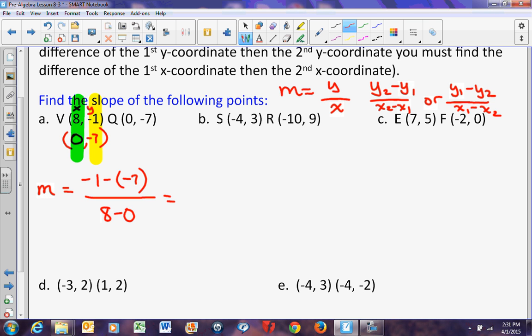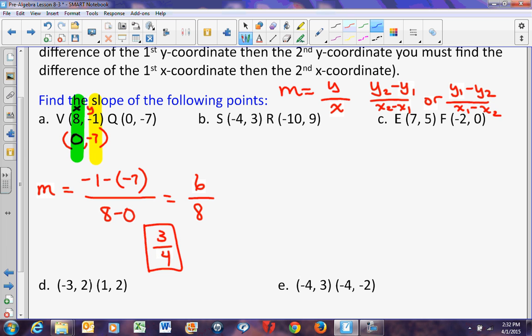-1 minus a -7 becomes -1 plus 7, which is 6. 8 minus 0 is 8. Reduce this, it becomes 3/4. Okay, so my slope for that pair of points is 3/4. If you line them up correctly, they're not hard to find slope. It's just being able to line them up correctly so that you can find the difference of your points.